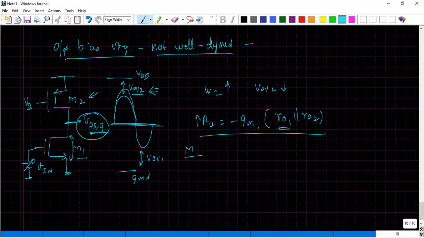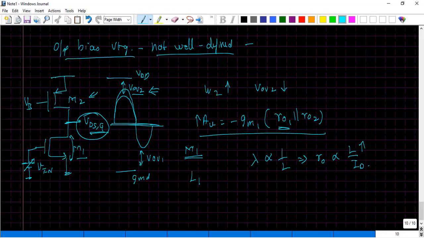The way we can increase the gain is by increasing the value of RO1. Before I start talking about RO1, I want to emphasize lambda. We know that lambda is inversely proportional to the value of L, and in turn the output impedance is proportional to L by ID. So in order to increase the value of RO, I have to increase L or reduce ID. Let us try to do that across our M1 transistor and see what happens at the other end.